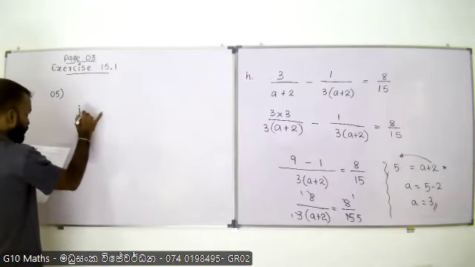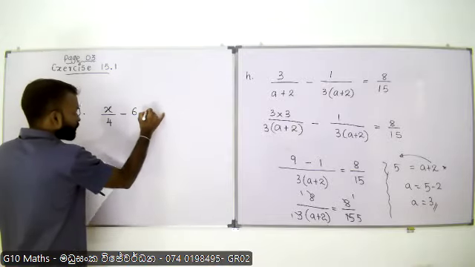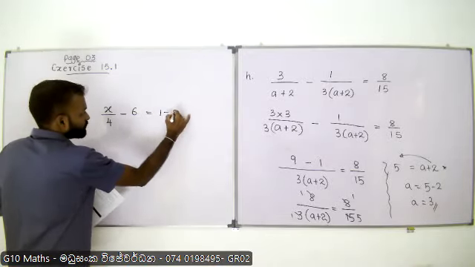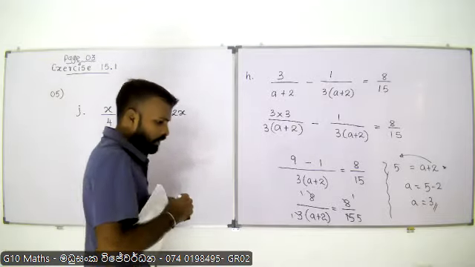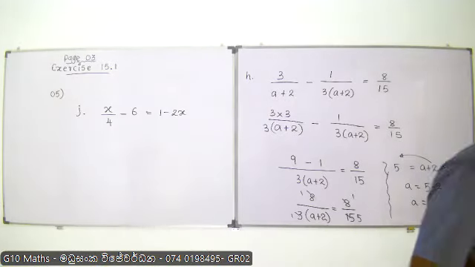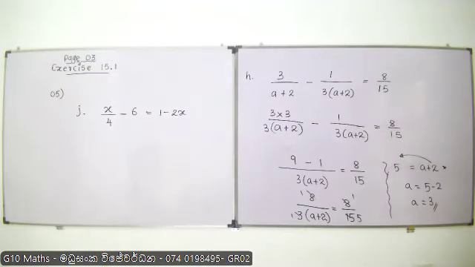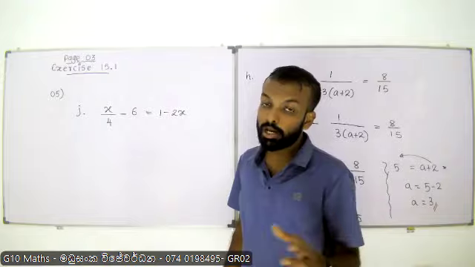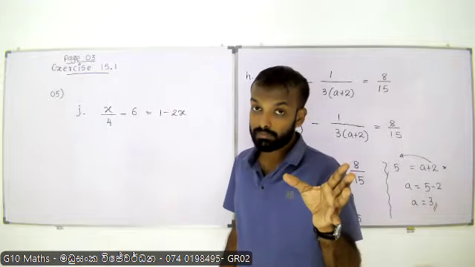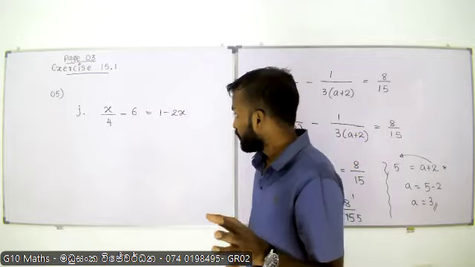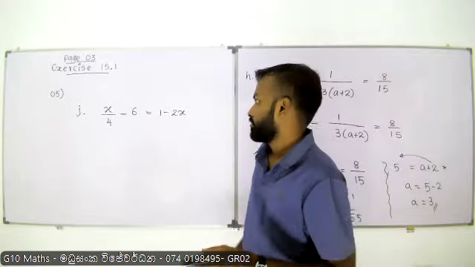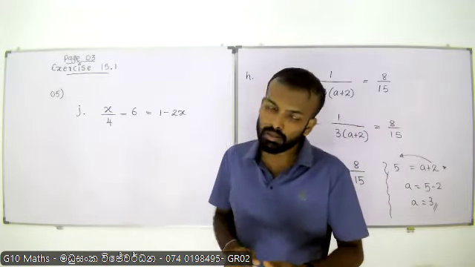X divided by 4 minus 6 is equal to 1 minus 2x. There are several ways to do this one. Right? There are several ways to do this, but I'll let you know the easiest way. The easiest way is removing the fractional part. You know how to do that from your grade 9 knowledge. Right? Removing the fractional part. So how to remove the fractional part?